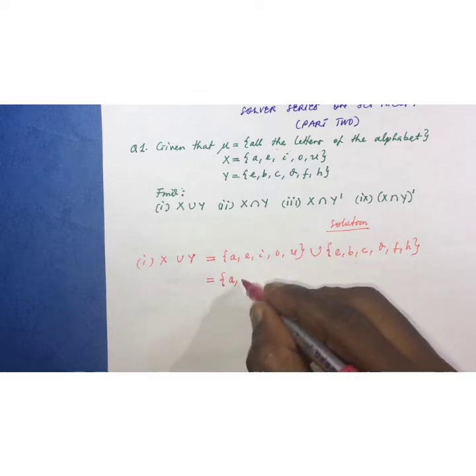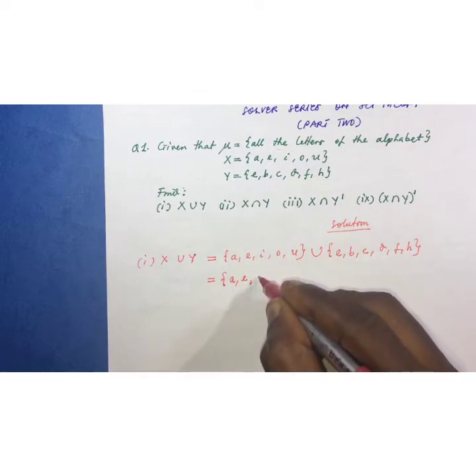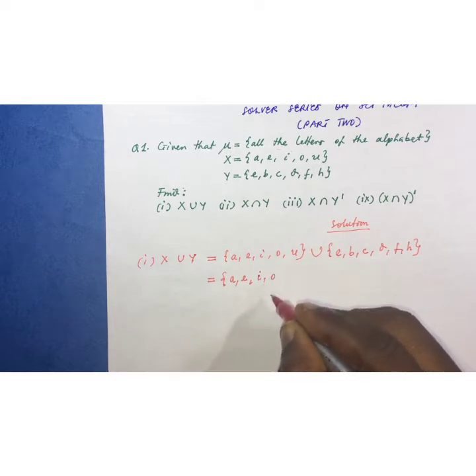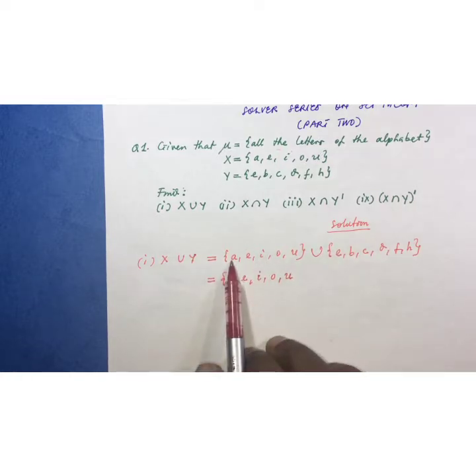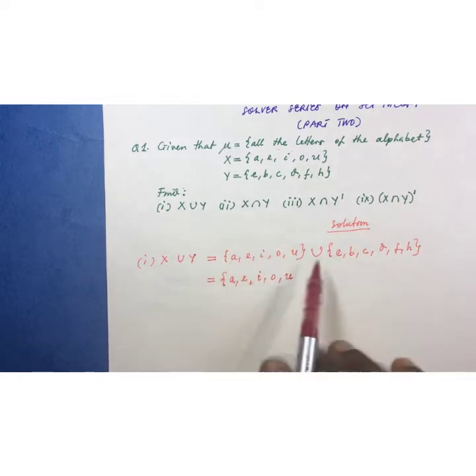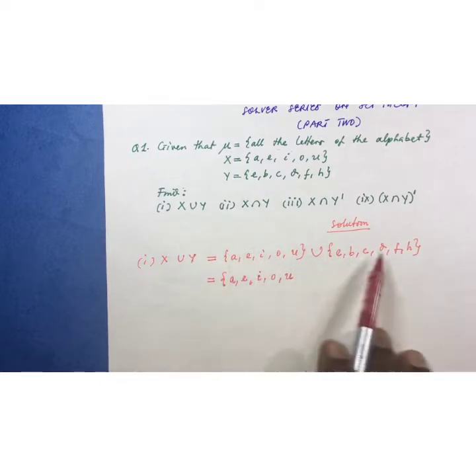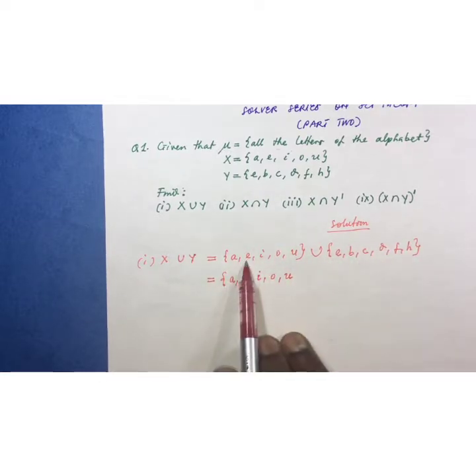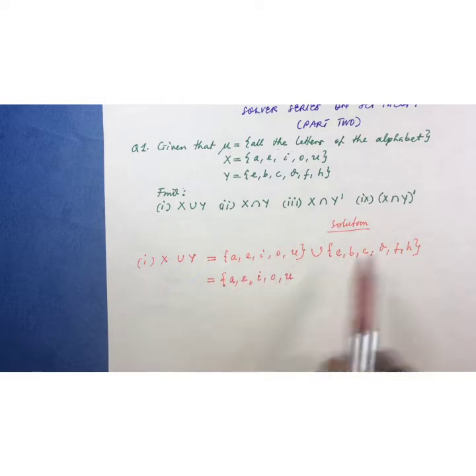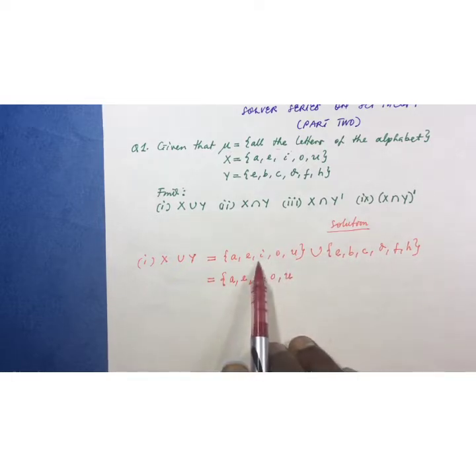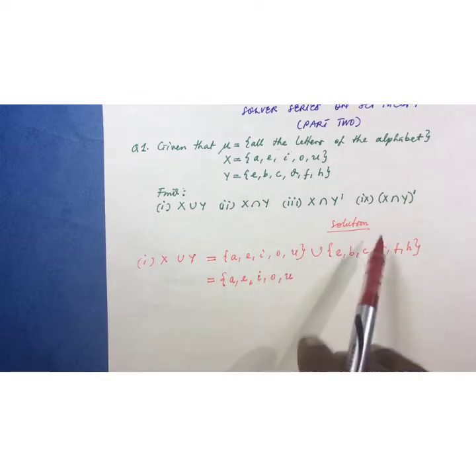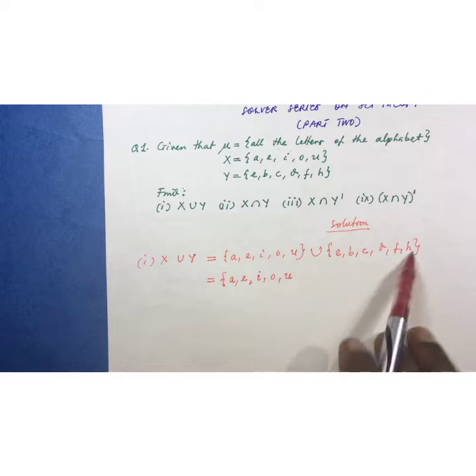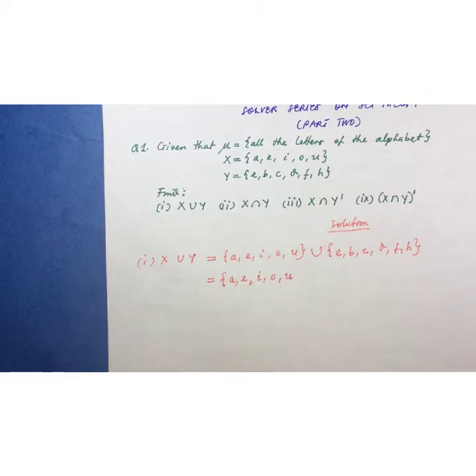We have E, we have I, we have O, we have U. Now note that A occurred just in this set, but E occurred in both. I didn't write my E 2 times, I wrote it just once. Whether an element occurs more than once, you only write it once. Now I is found in this set but not in this set. So the union of the two sets will contain the elements found in both of them with no repetition for any element that occurs more than once.